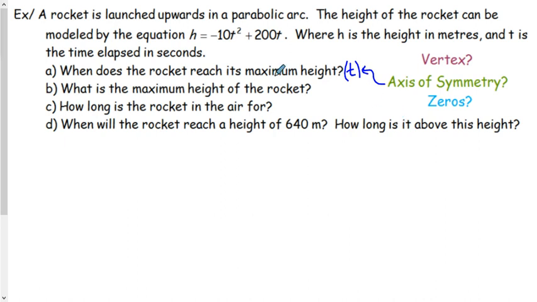Now, what is the maximum height? Height is our y value. We want the y coordinate of our vertex to figure that out. So we need the x coordinate of our vertex, that's our axis of symmetry, for the first one, and the y coordinate of our vertex to figure out the second one. And then how long is it in the air for? We need to know our zeros. If we know our zeros, we can figure out the time in between those two different zeros.